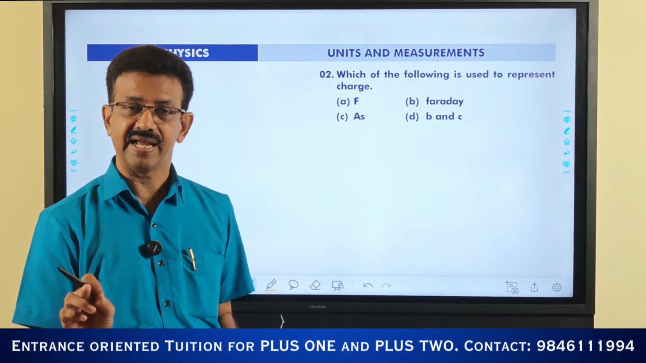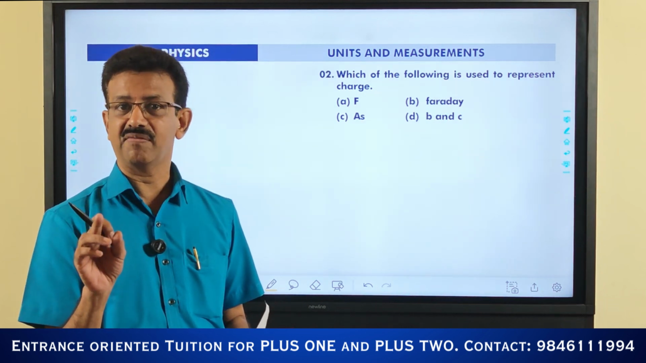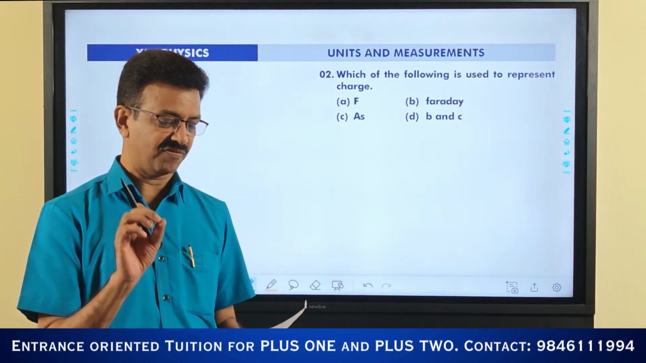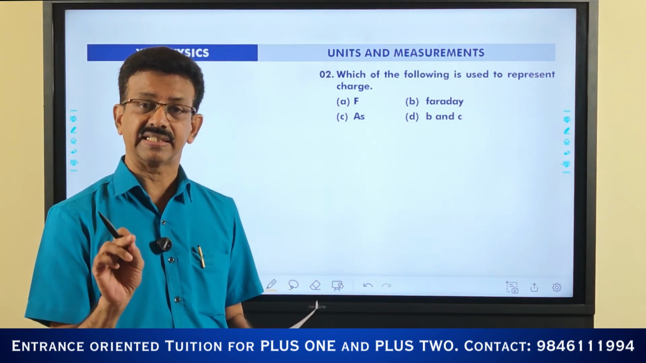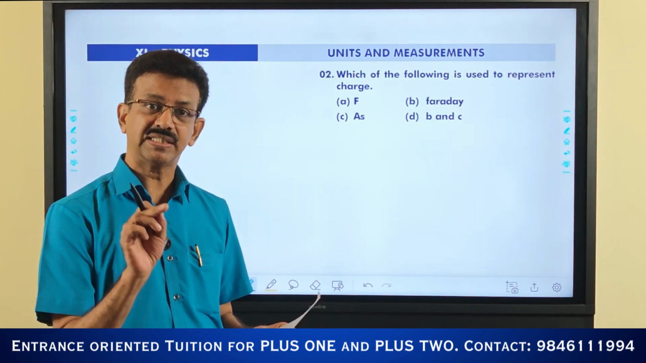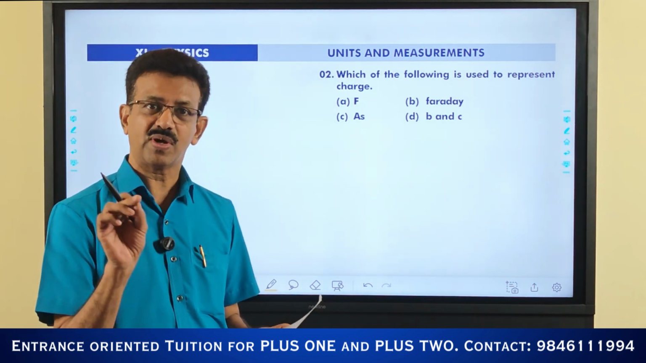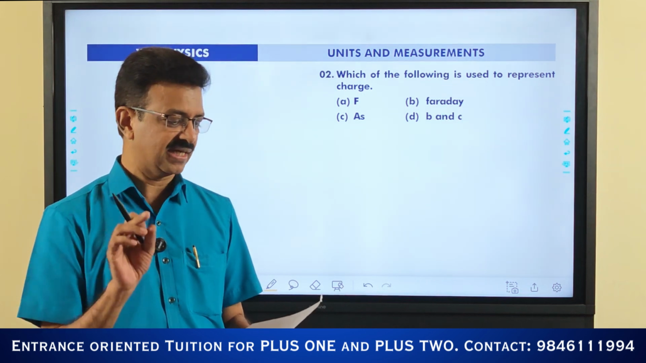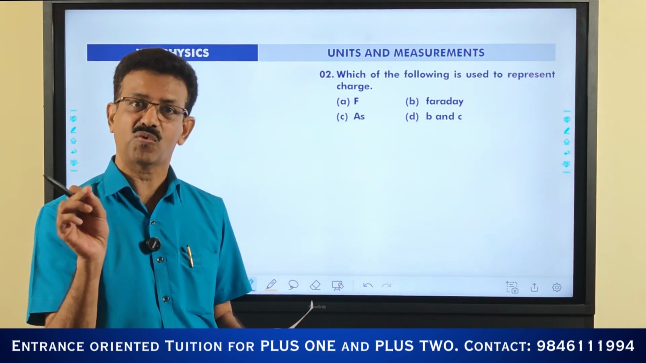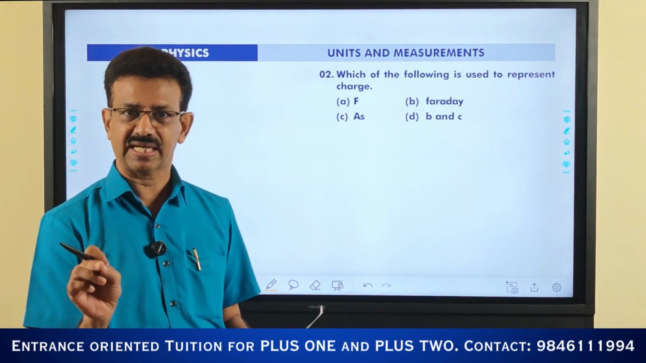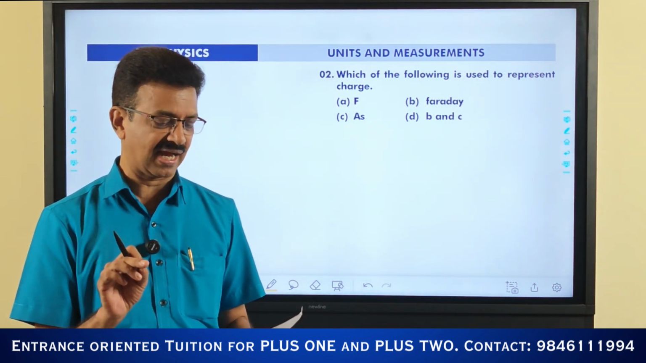Second one is Faraday. It is a unit for charge. I have already told you 96,500 coulomb equals 1 Faraday. Therefore, here Faraday represents the unit of charge. Then third choice, A, yes, A stands for ampere, small s for second. Ampere second means coulomb itself. It also represents a charge. Therefore, here the answer is Faraday and ampere second. Instead of coulomb, here we have written ampere second. Therefore, the correct answer is D. That is B and C are correct.